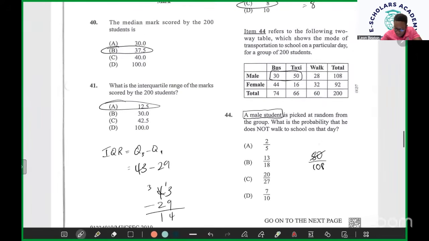So let me divide. 80 divided by 2 is 40. 108 divided by 2 is 54. 40 divided by 2 is 20. 54 divided by 2 is 27. So 20 over 27, which is C.